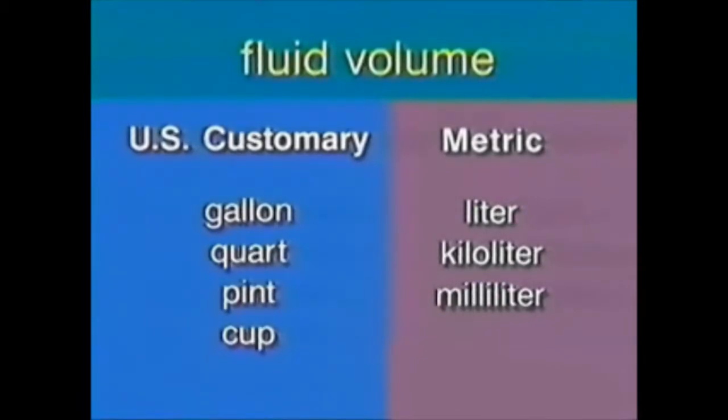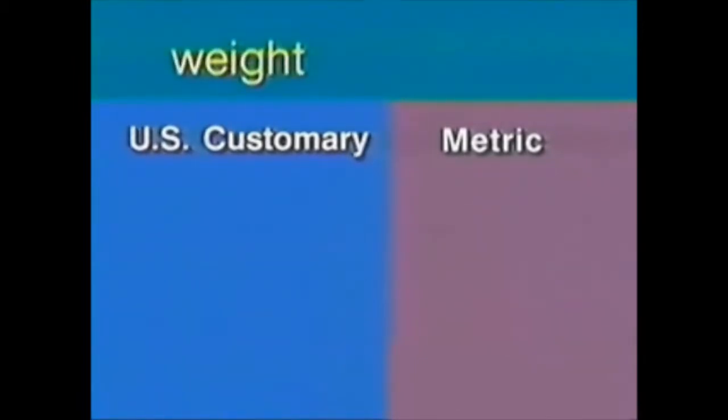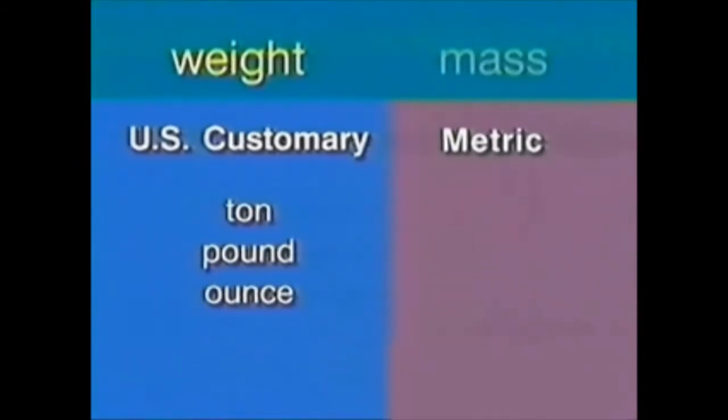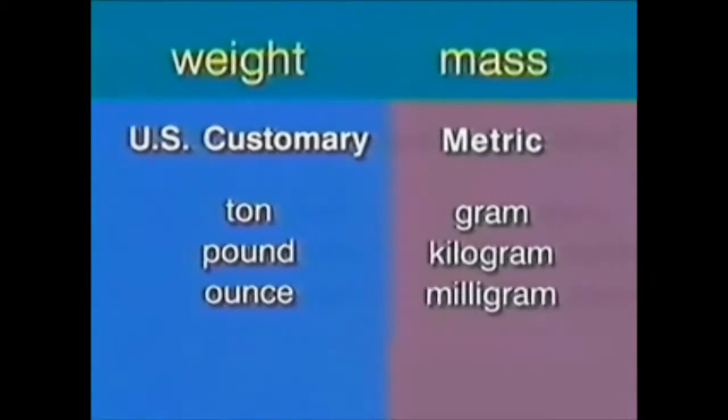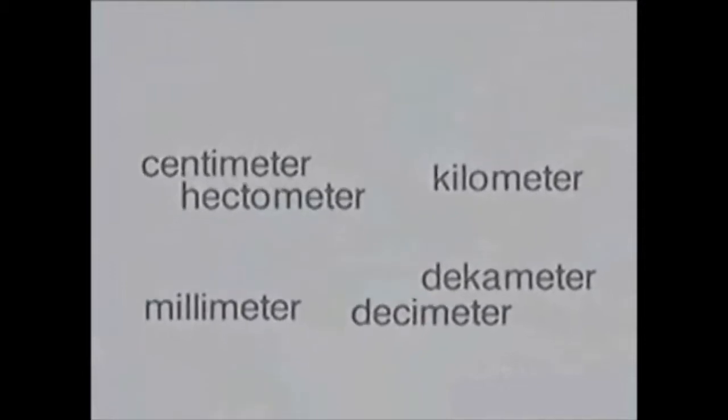In the U.S. system, to measure weight, we use the ton, the pound, the ounce. But in the metric system, weight is referred to as mass, and we use the base unit gram. Other commonly used units are kilogram and milligram. Alright, now let's see how these things are related.